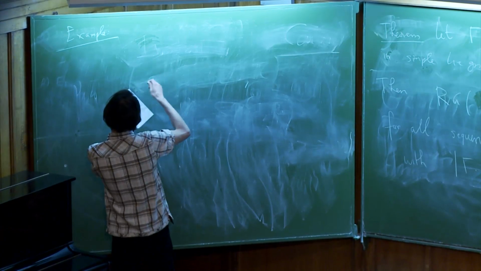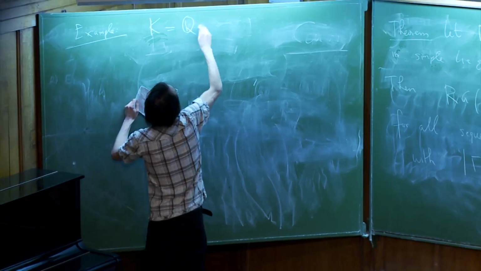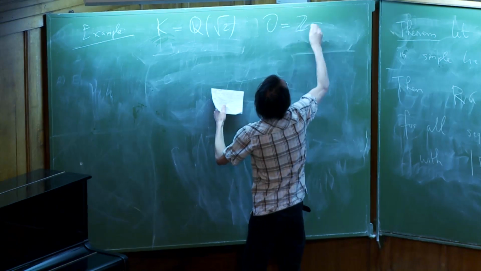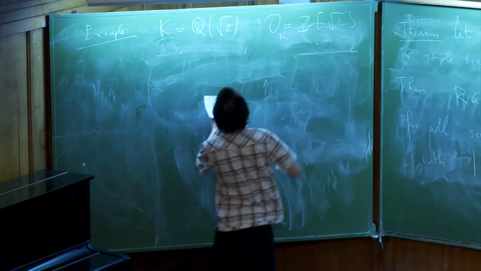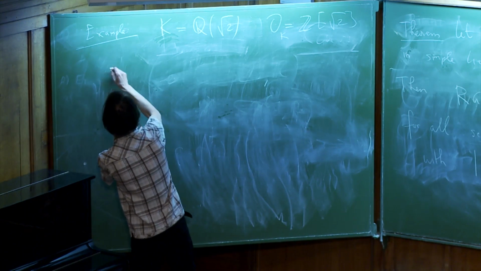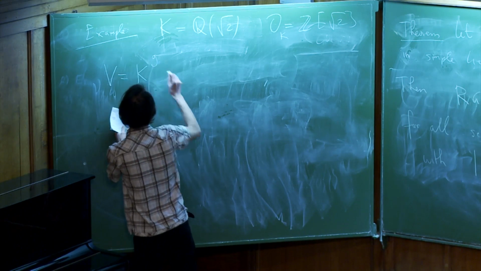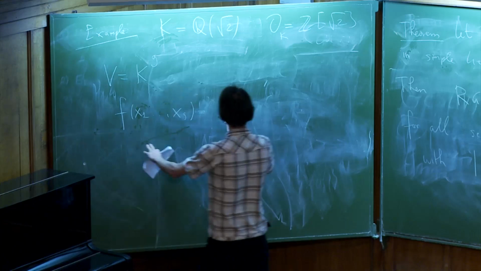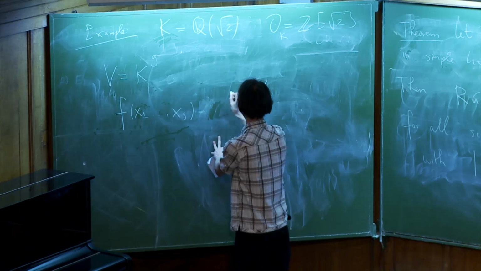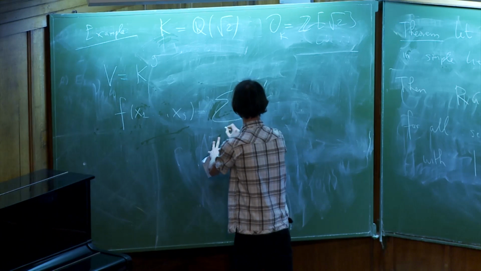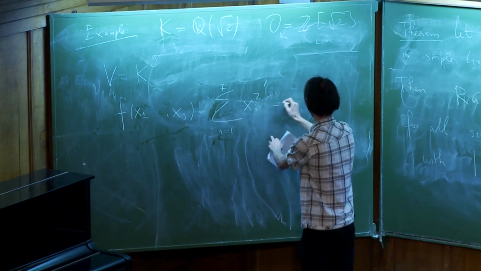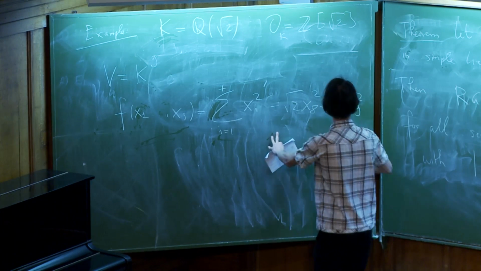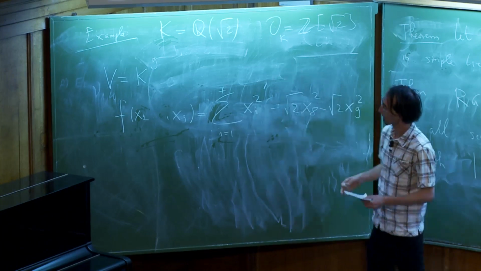You take a quadratic extension K of the rationals. That's the field, and then take its ring of integers O. Then you take a 9-dimensional vector space over K, and a quadratic form in 9 variables, where the first 7 of them are just squared, and then minus square root of 2 x_8 squared, minus square root of 2 x_9 squared. This is a quadratic form on this vector space.